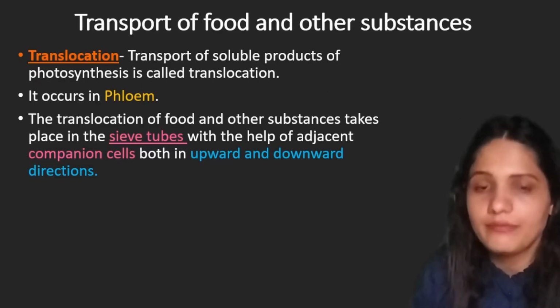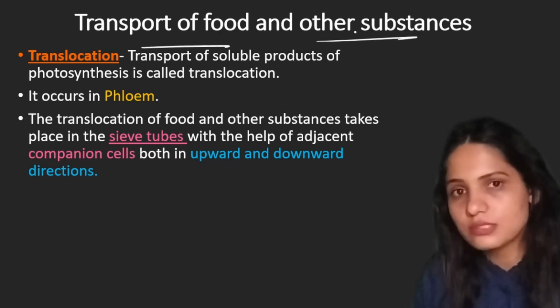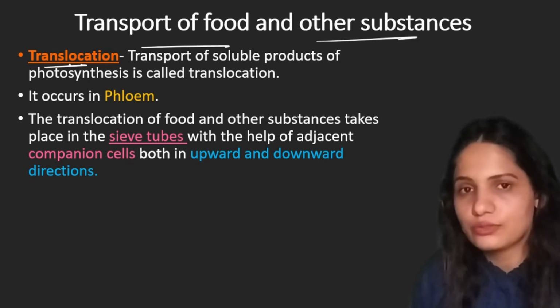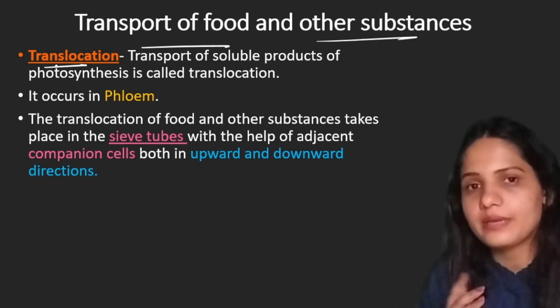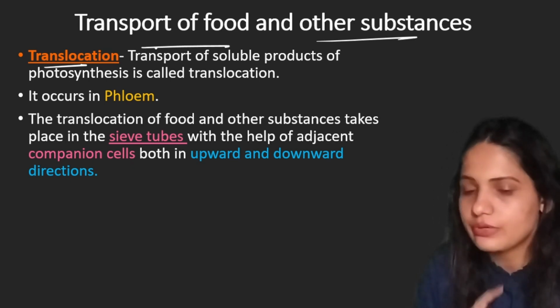Now, next we have transport of food and other substances. If we see transport of food and other substances, we have here another term, translocation. In the case of water transport, we had the term transpiration, and in the case of food transport, we have this term translocation, and these are important terms. You have to remember these terms.